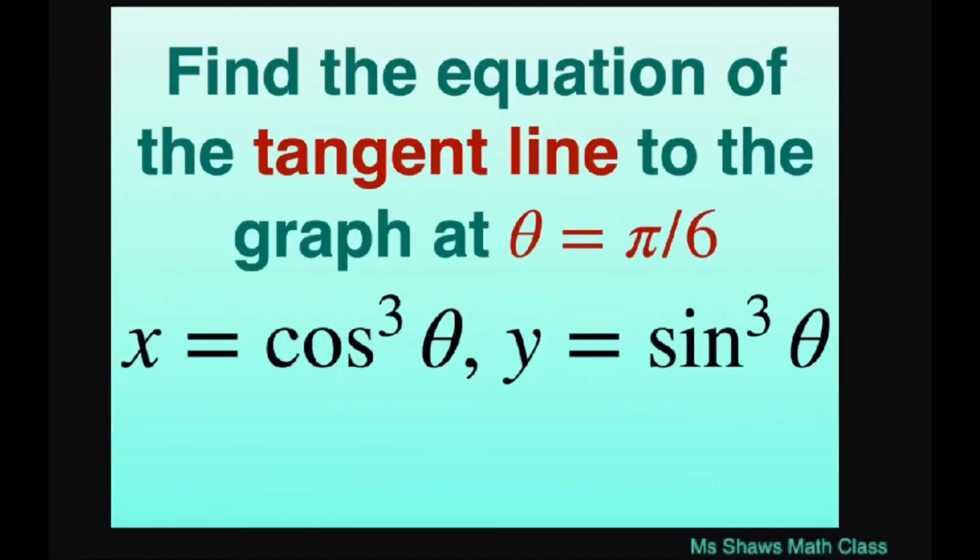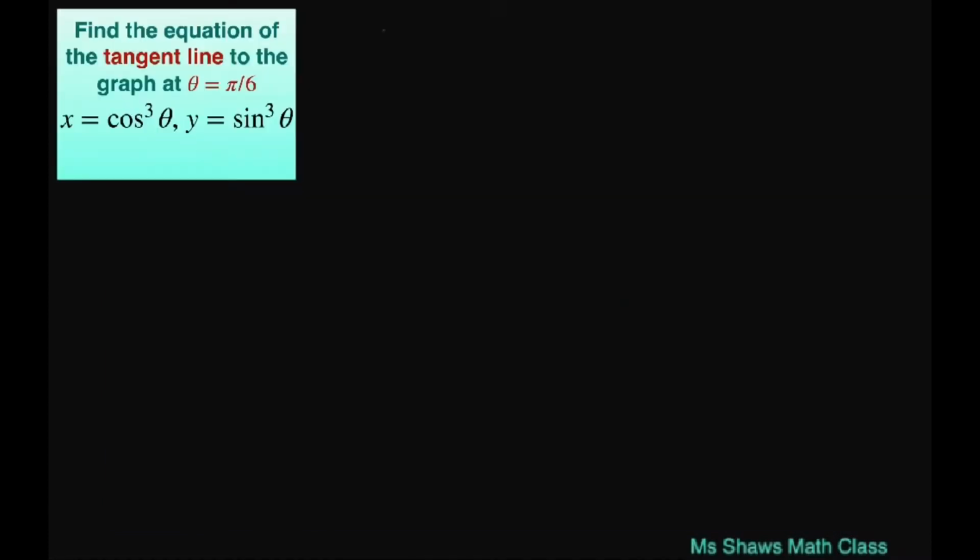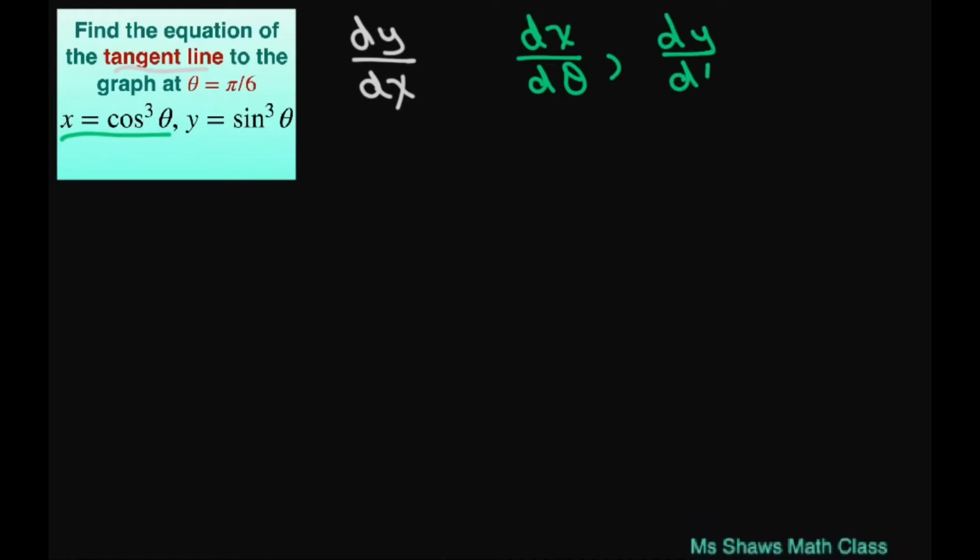Everyone, we're going to find the equation of the tangent line to the graph at theta equals pi divided by 6. We have x equals cosine cubed of theta and y equals sine cubed of theta. We're going to have to find the slope for the tangent line, so that's the derivative of y with respect to x. We have everything in terms of theta, so we have the derivative of x with respect to theta and the derivative of y with respect to theta.